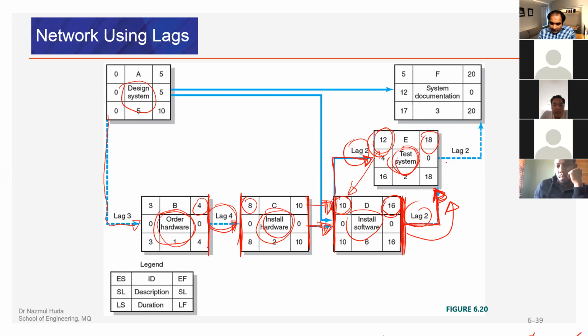And again, if you look at another lag of 2, this is from finish to finish. So we have a lag of 2. That means from early finish to early finish, there is a time delay. There is a difference of 2 days. So we can relate that to a lag of 2. So that must be finished within 2 days as soon as the testing system is finished. Any questions, please?